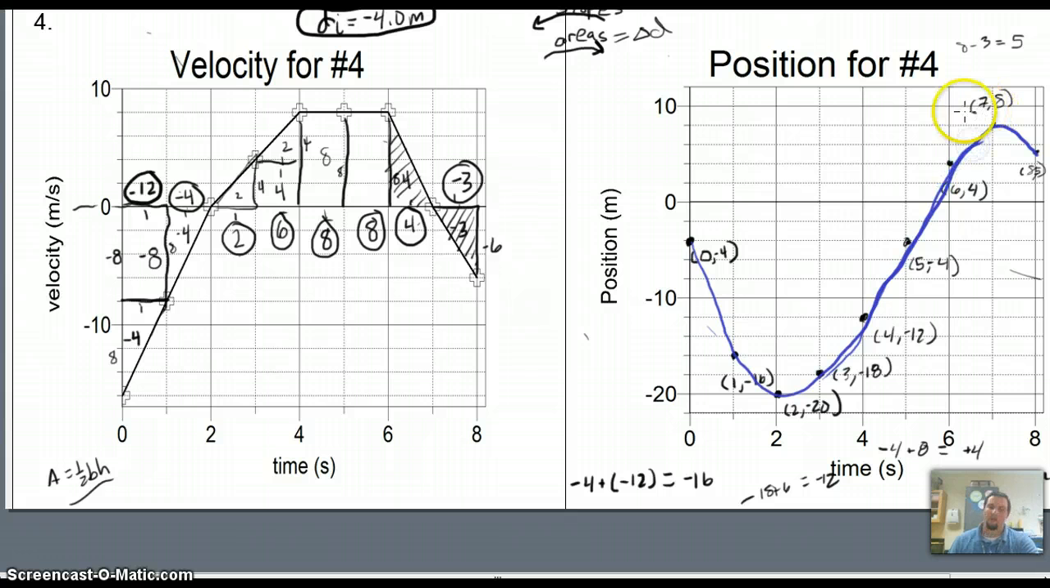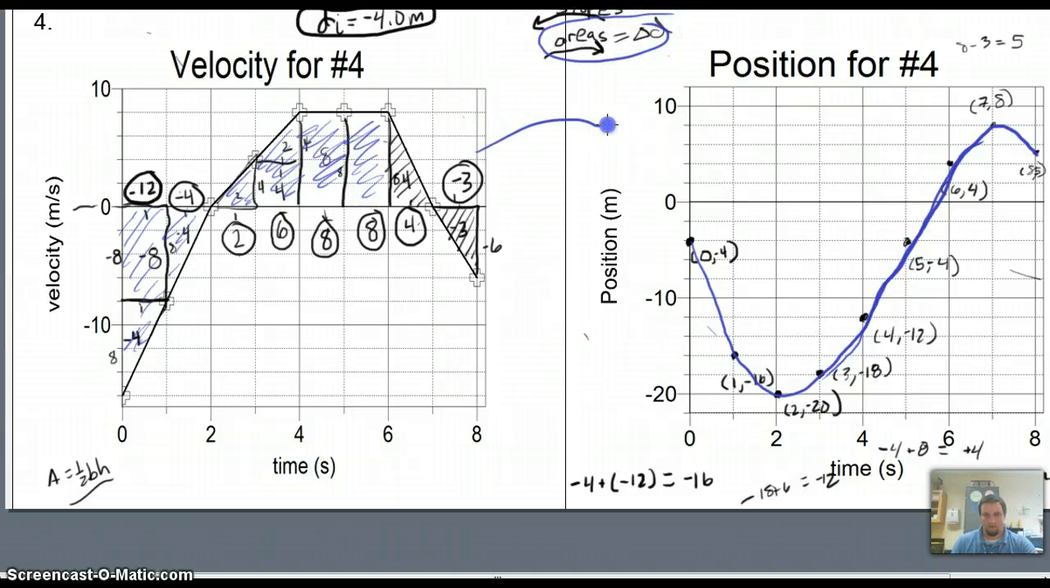Okay, so that's how we go from velocity to position. Remember, we take the areas under the curves. If you have trouble seeing the areas, maybe shade them in. Here's what the areas will look like.